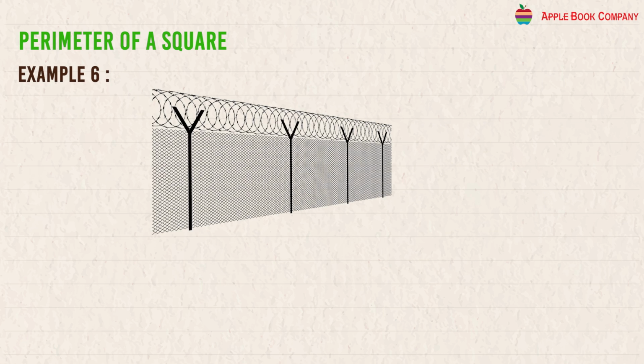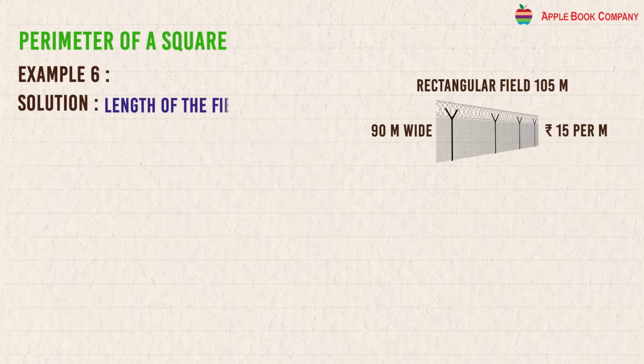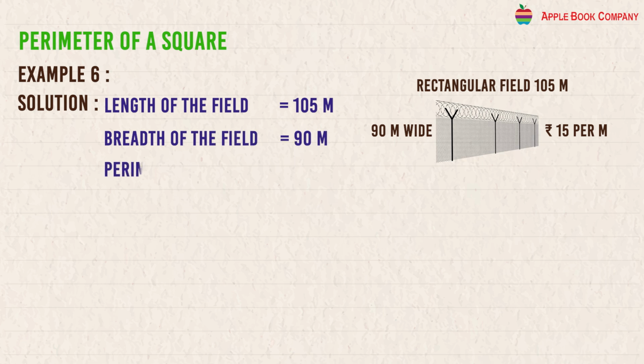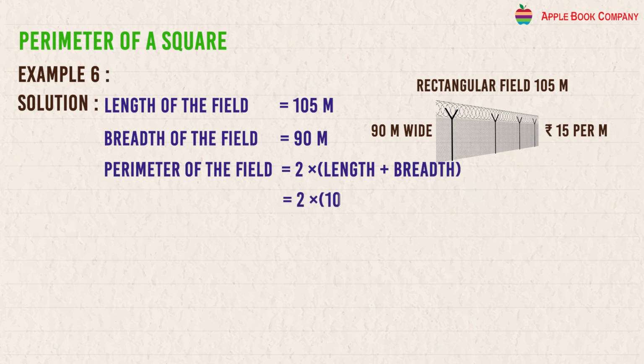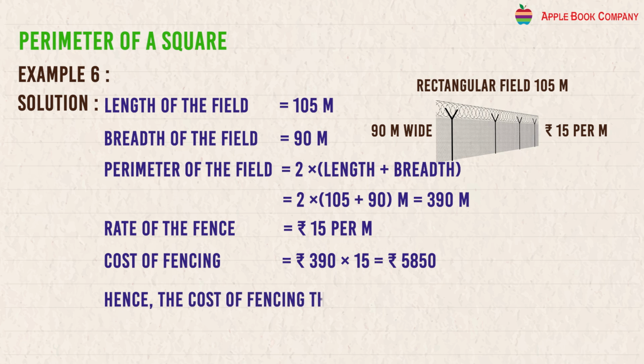Example 6. Find the cost of fencing a rectangular field 105 meters long and 90 meters wide at the rate of Rs 15 per meter. Solution: length of the field is equal to 105 meters. Breadth of the field is equal to 90 meters. Perimeter of the field is equal to 2 into (length plus breadth), equals 2 into (105 plus 90), which is equal to 390 meters. Rate of the fence is equal to 15 per meter. Therefore, cost of fencing is equal to 390 into 15, equal to 5850. Hence, the cost of fencing of the field is Rs 5850.